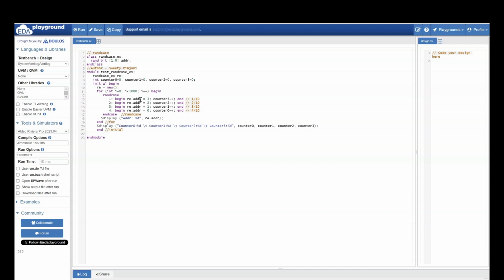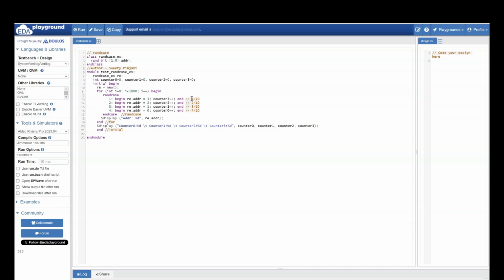Here, if you see, weight of address equal to 3 is 1. What is the total weight? Total weight will be addition of all these weights. What is the addition? 1 plus 2 is 3. 3 plus 3 is 6. 6 plus 4 is 10. Total weight is 10. And the probability of generating each item is weight divided by total weight.